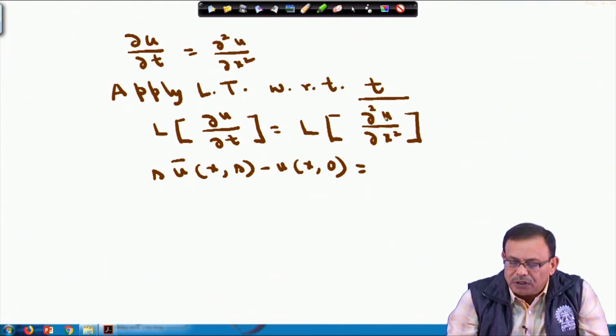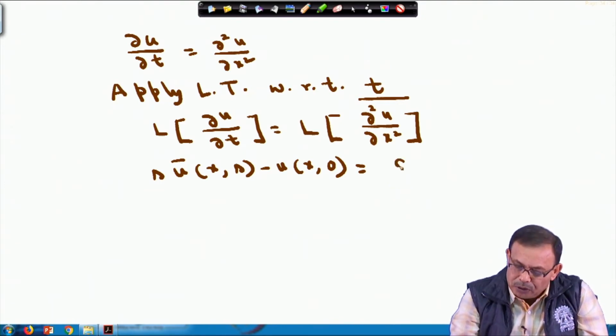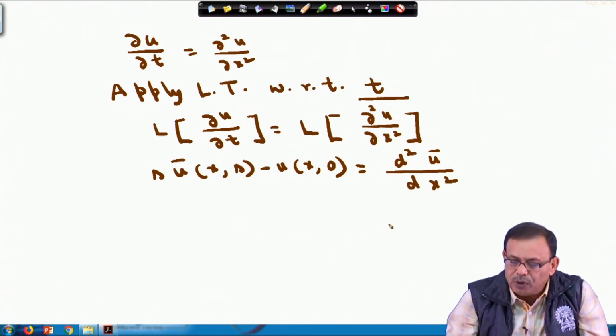And in this case, the Laplace transform of del square u del x square, since you are applying the Laplace transform with respect to t, the del square del x square you can bring outside. That is, you can write it as d square dx square of the Laplace transform of u, and the Laplace transform of u is u bar. So the right hand side you can write as d 2 u bar dx square, where u bar is the Laplace transform of the function u(x, t). Please note this one, that u bar is the Laplace transform of the function u(x, t).